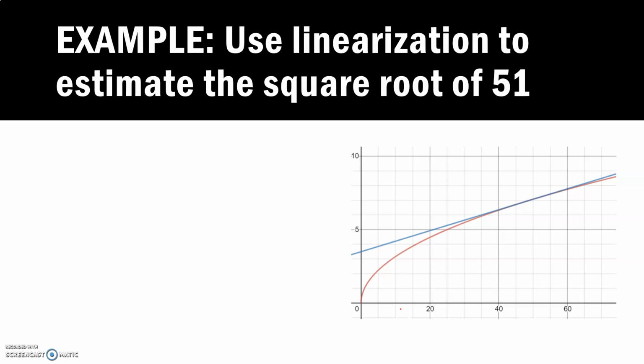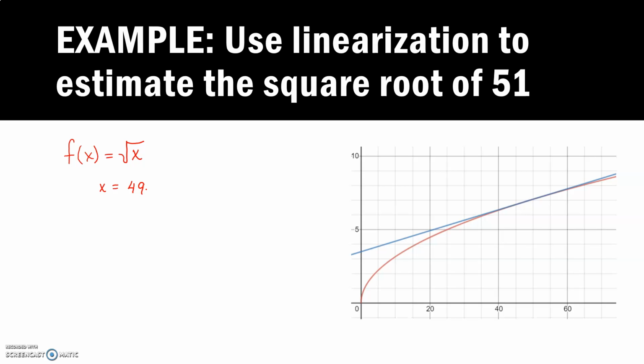So we're going to do an example. We're going to use linearization to estimate the square root of 51. The way we do this is we say, I would need a calculator to figure out the square root of 51. But there's a value on the square root function I don't need a calculator for, and it's close to 51. So my function here is the square root function, and the value that's easy to evaluate is 49. 49 is really close to 51.